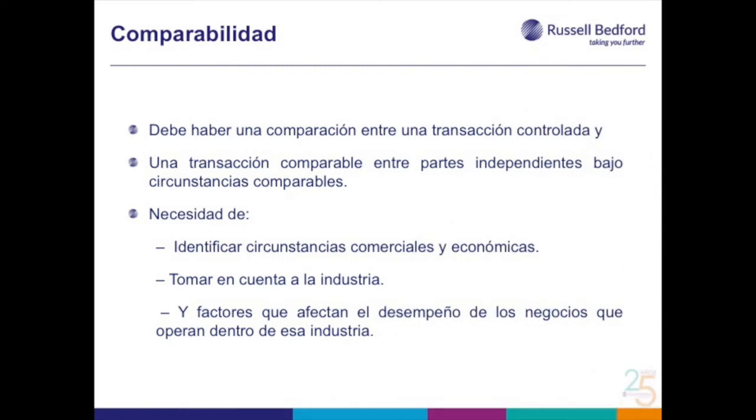If we are looking at an arm's length price, if we are making a comparison between a controlled transaction and a comparable transaction between independent parties, you do need to make sure that the two transactions are comparable. And you do that by identifying various commercial and economic circumstances, taking account of the industry, whether there are any anomalies, and whether there are any factors which might affect the performance of a business operating within that industry.